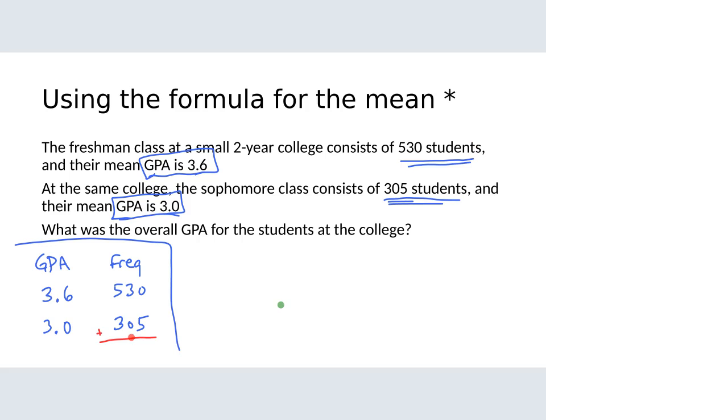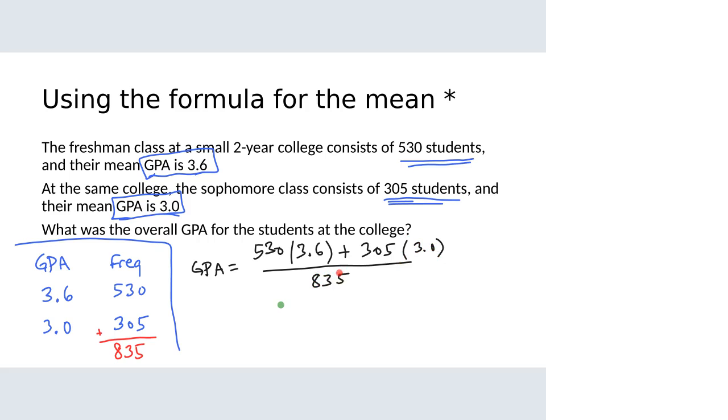And 530 plus 305, that's 835. So I have 835 data points. Unusual for us to have a data set with that many in it. Definitely wouldn't want to write them all down individually, but we're good with this. So we'll go ahead and find our overall GPA here. That's going to be the overall mean. There are 530 students that have a 3.6, and there are 305 students that have this 3.0. And all together, there are 835 students.